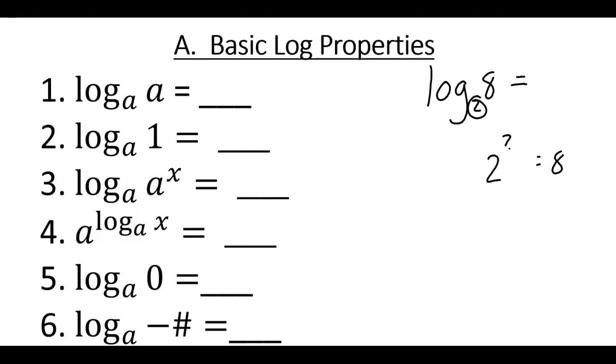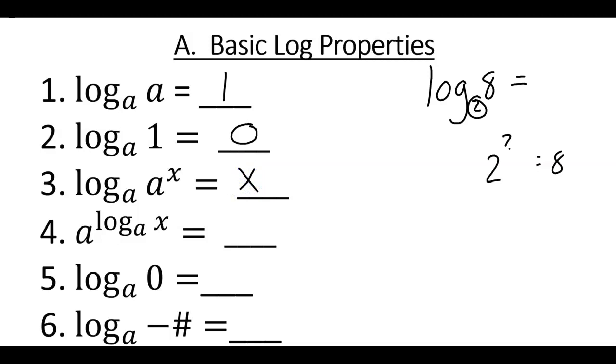We're going to call these properties over here. Now, what power would you raise A to in order to get A? A to the first power equals A. This one's tricky: A to what power equals 1? Well, that would be 0. A to what power equals A to the x? Just x. It must be x.